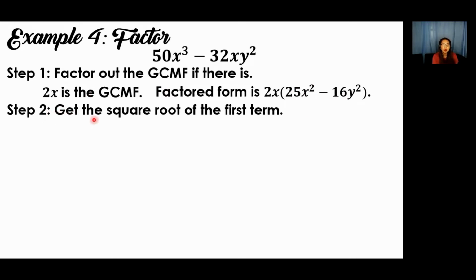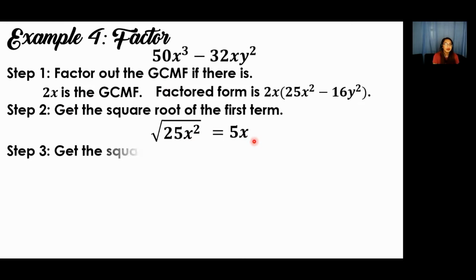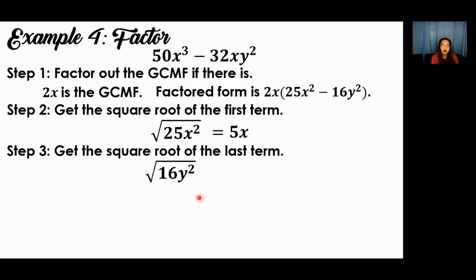So, step 2, get the square root of the first term. So, yung 25x squared na yung tinutukoy dito. What is the square root of 25x squared? The answer is 5x. Step 3, get the square root of the last term. So, ito na yung last term natin, 16y squared. What is the square root of 16? That is 4. And then the square root of y squared is y.